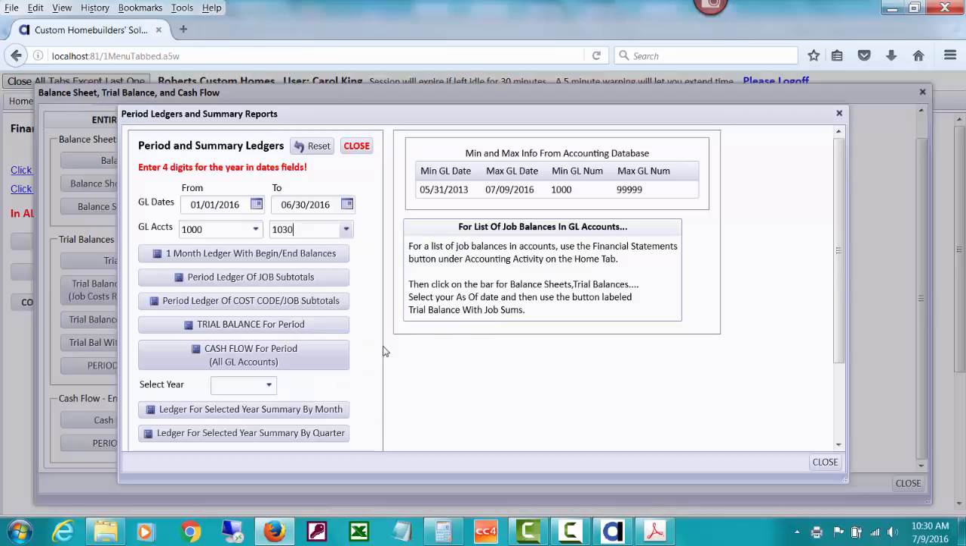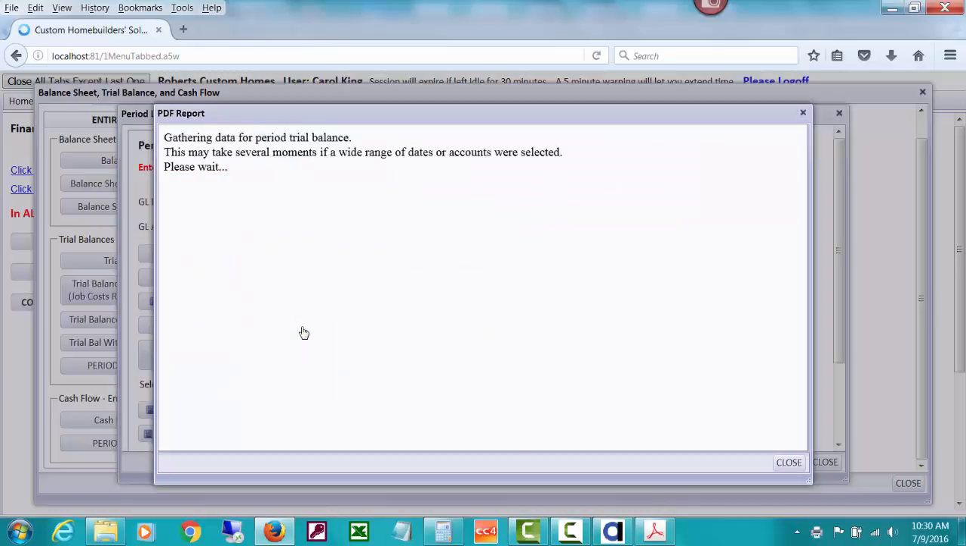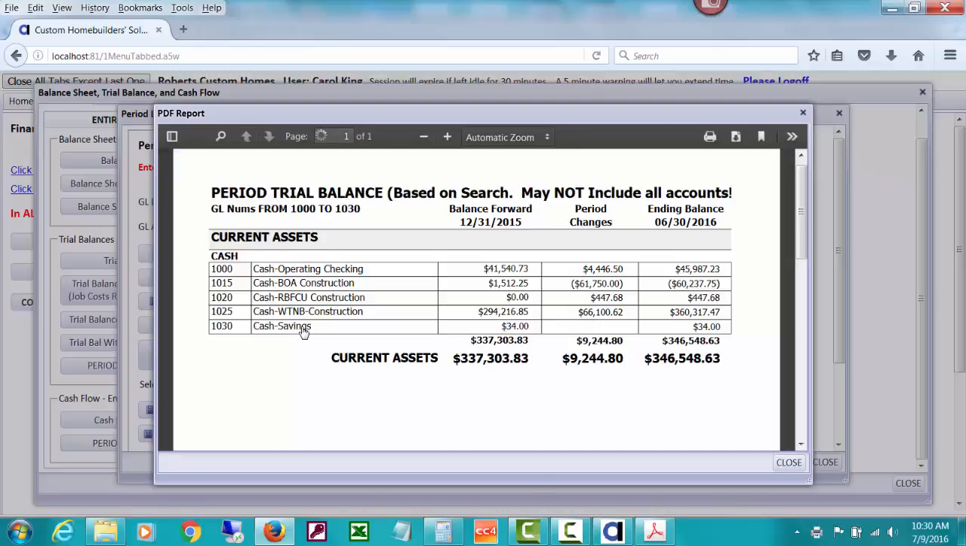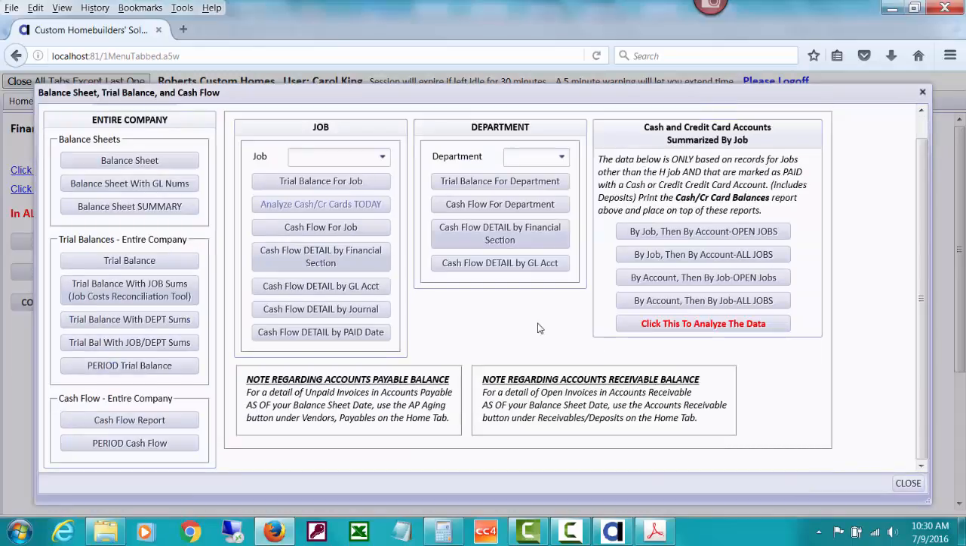there's our last cash one that we know about, and we just do a trial balance for the period. In other words, it's going to show the beginning and the ending, and you'll see that the period changes. You'll see which cash accounts went up or went down to come up with that ending cash balance on June 30 and how much, which is the same as that period cash flow statement, $9,244 for that same period. But that's about it for the cash flow for the entire company.